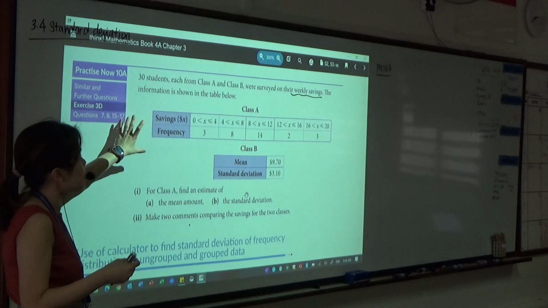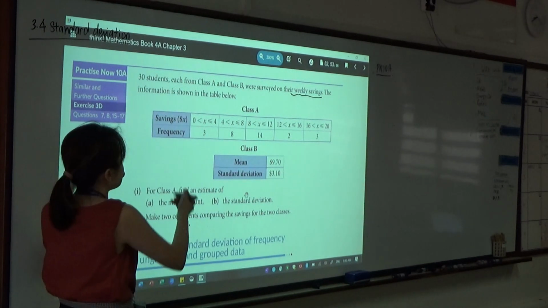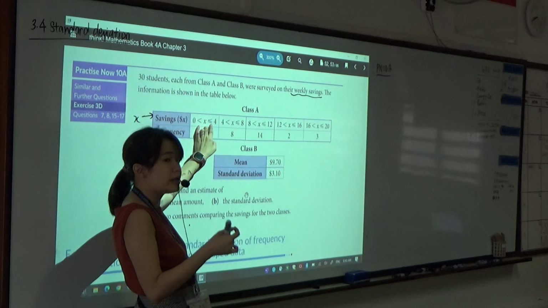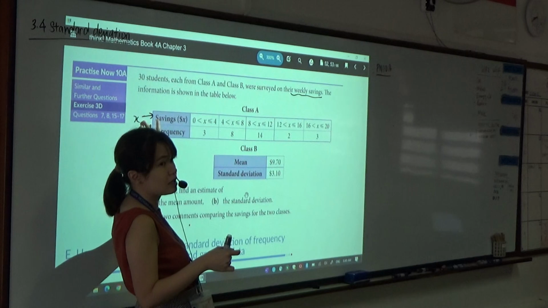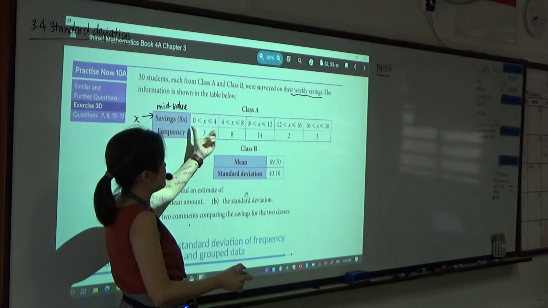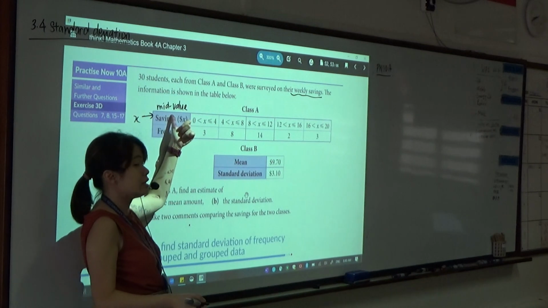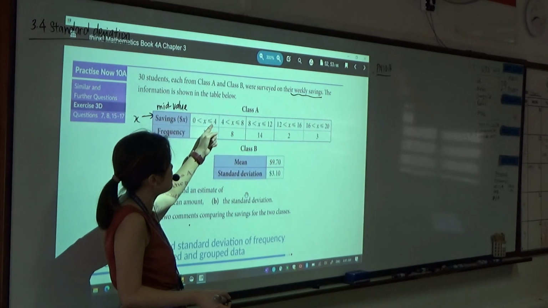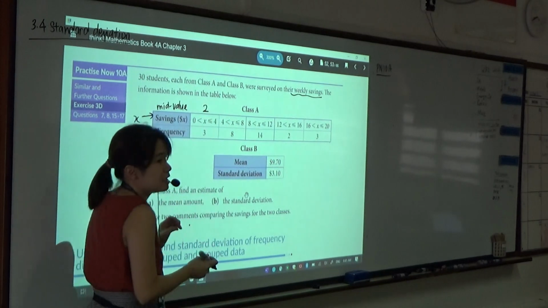Right, now how do we press our calculator with information given to us like this? Because our data value x is given as an interval, we do not know the exact data value. Back when we were in Sec 2, when we learned statistics, we learned that for grouped data in intervals, I need to find the mean value to estimate it. To find the mean value, I take the lower bound and the upper bound, add together, divide by 2. So 0 plus 4 divided by 2 will be a value of 2.